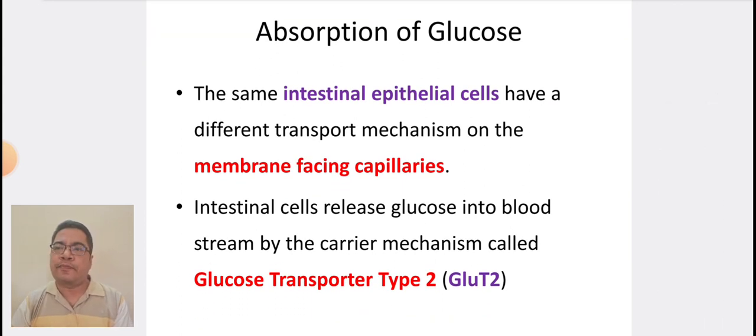Absorption of glucose. The same intestinal epithelial cells have a different transport mechanism on the membrane facing capillaries. Intestinal cells release glucose into the bloodstream by the carrier mechanism called glucose transporter type 2, that is GLUT2.